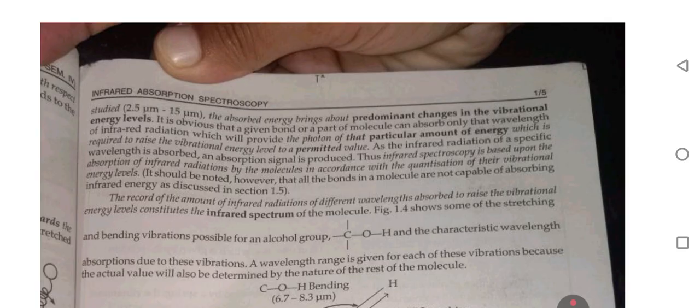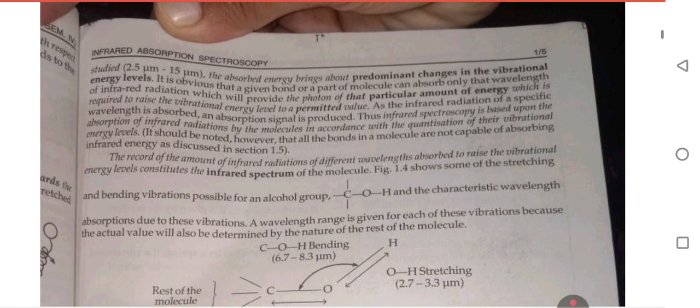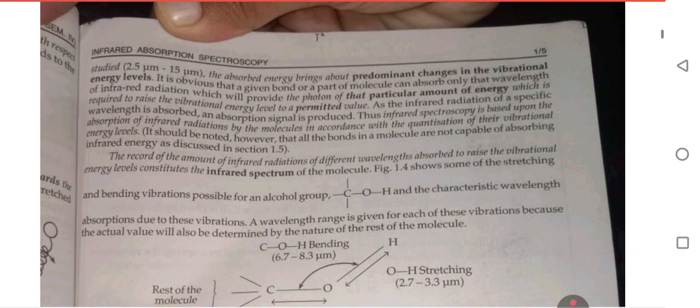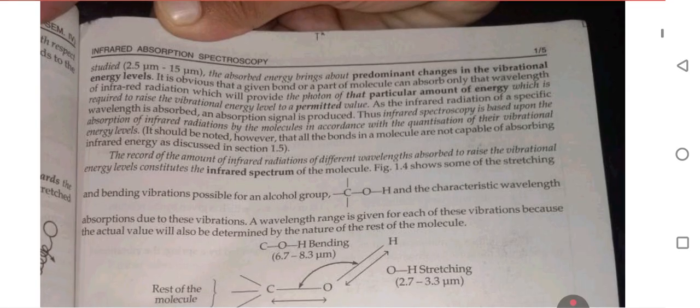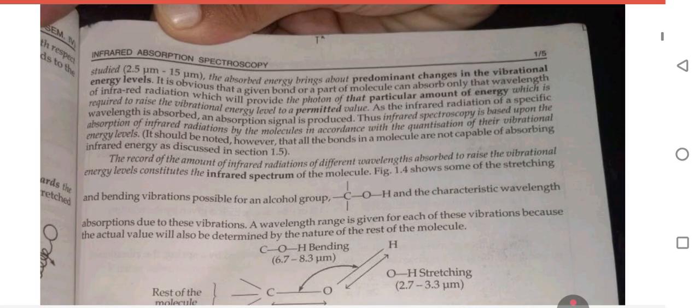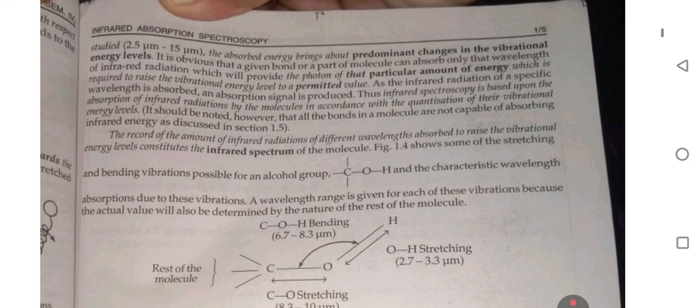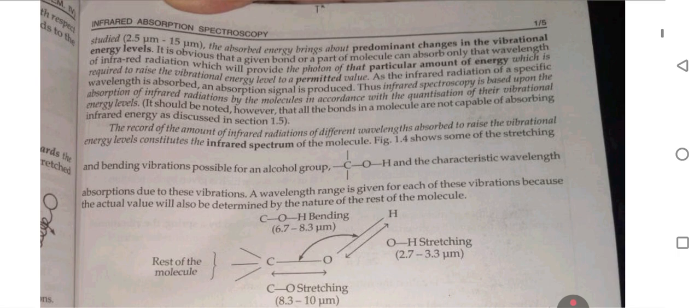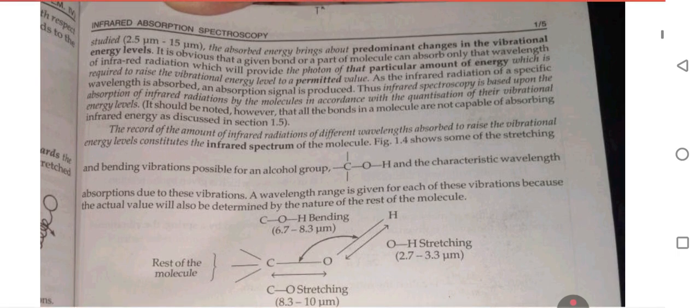It is obvious that a given bond or a part of a molecule can absorb only that wavelength of infrared radiation which will provide the photon of that particular amount of energy which is required to raise the vibrational energy level to a permitted value. As the infrared radiation of a specific wavelength is absorbed, an absorption signal is produced. Thus, infrared spectroscopy is based upon the absorption of infrared radiation by the molecule in accordance with the quantization of their vibrational energy level. The record of the amount of infrared radiation of different wavelengths absorbed to raise the vibrational energy level constitutes the infrared spectrum of the molecule.